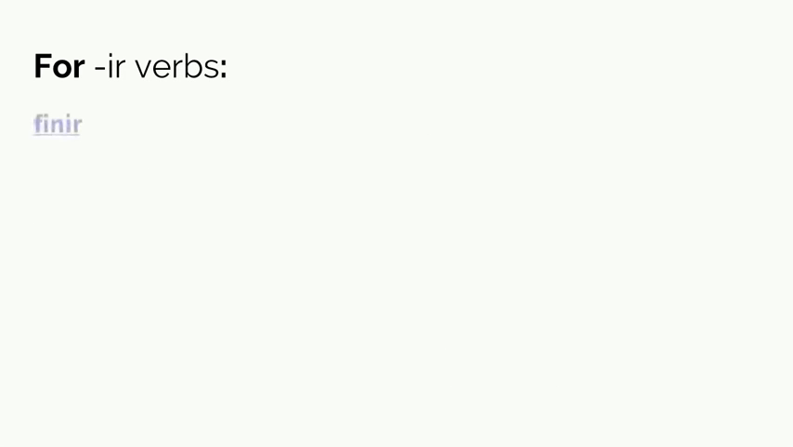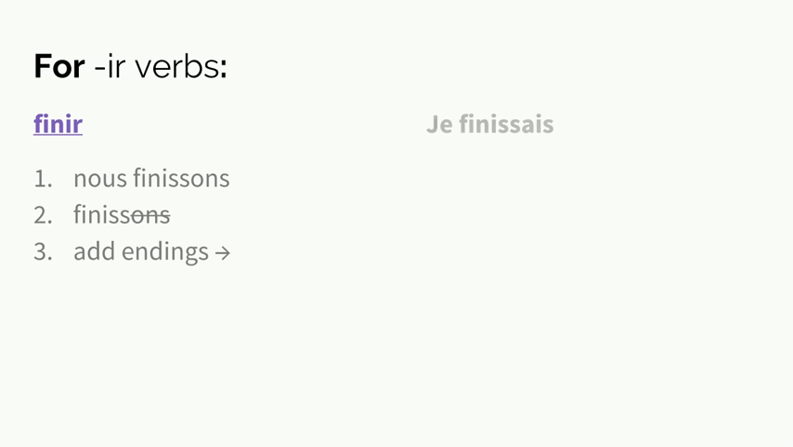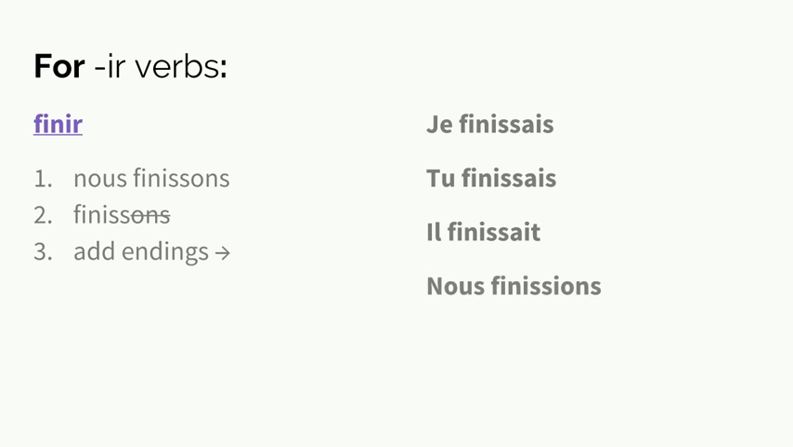For IR verbs, par exemple, finir, step 1 to find our nous form, it is nous finissons. We cannot forget our iss for our plurals. Step 2 is to take off just the ons, so our stem is finiss, and then add our endings. Je finissais, I used to finish. Tu finissais, you were finishing. Il finissait, he would finish. Nous finissions, vous finissiez, ils finissaient.